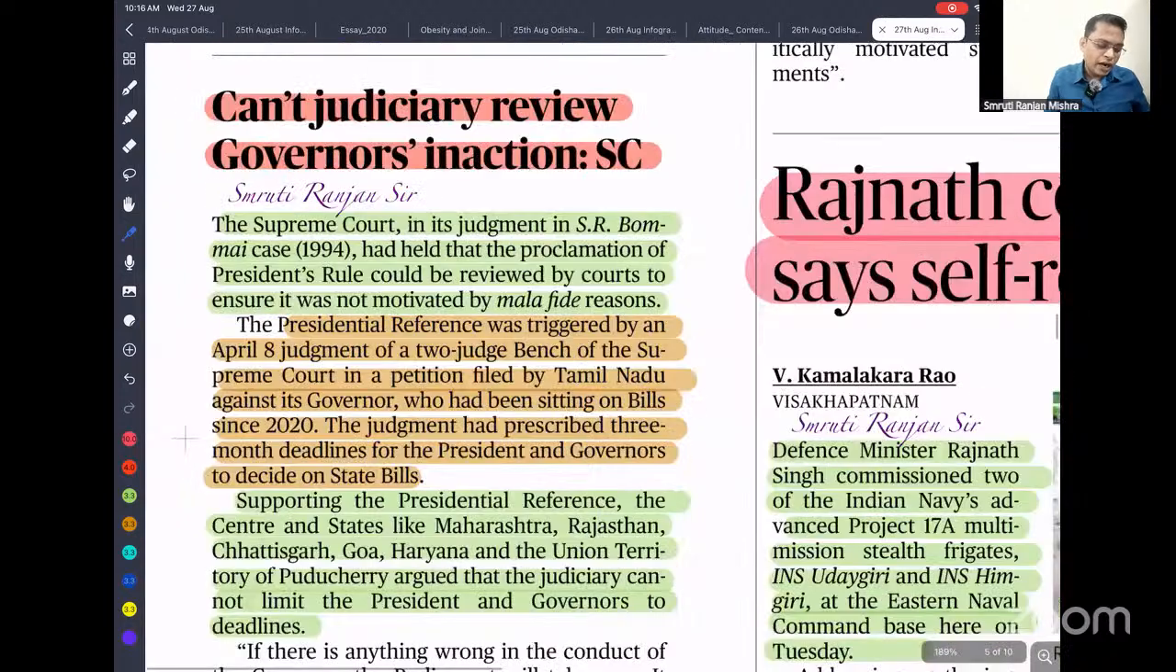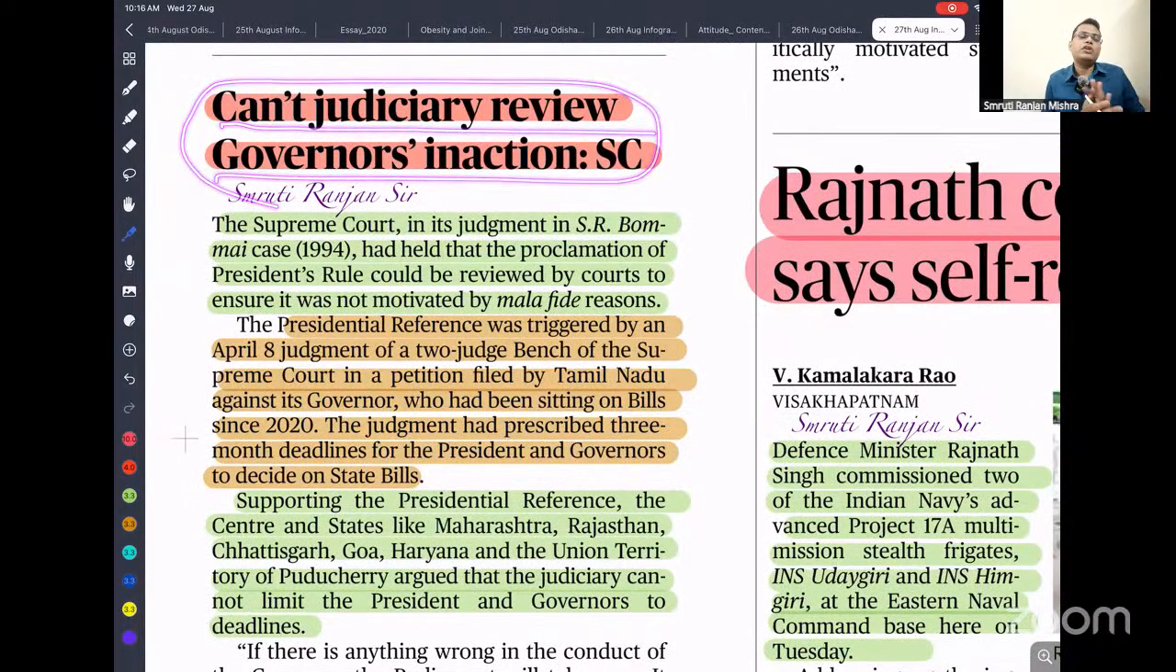So the next important article is, can the judiciary not review the governor's inaction? That means the judiciary, or the Chief Justice, or the constitutional bench that was established after the presidential reference regarding the power of the Supreme Court to specify the three month deadline.